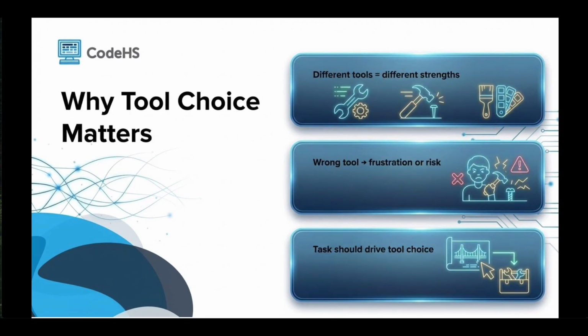One of the biggest takeaways is that the task should drive the tool choice. Using a chatbot when you need verified sources, or using an image tool when you need careful reasoning, can lead to frustration or errors. Knowing the ecosystem can help you make smarter choices.